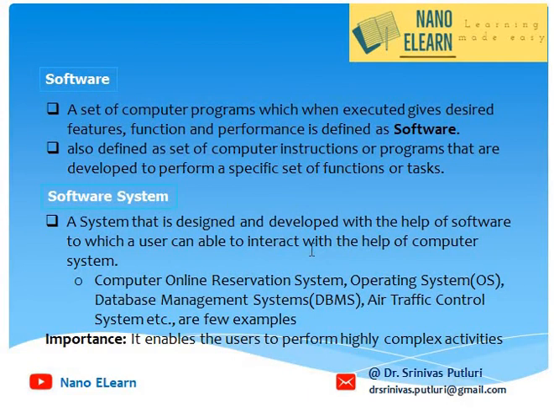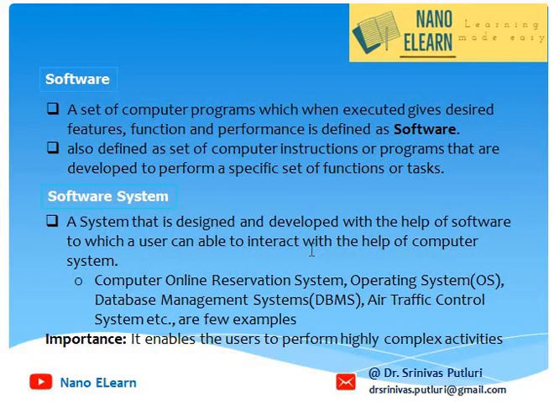So let me start with what is software. Software is defined as a set of computer programs which when executed give desired features, function and performance, which means that the computer programs are written to develop a set of features. Based on its features, one can derive its functionality, and based on its function, one can estimate its performance. It is also defined as a set of computer instructions or programs that are developed to perform a specific set of tasks or functions.